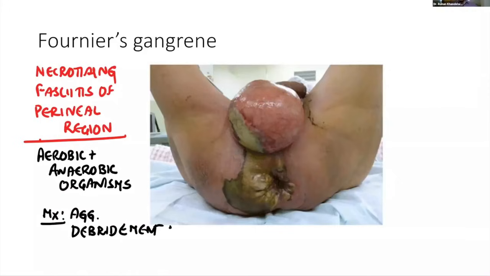Another question, slightly difficult, but you should know about it: two structures which are not involved or not affected by Fournier's gangrene are the testis and the urethra. So no matter how severe the infection, the testis and the urethra are usually spared.